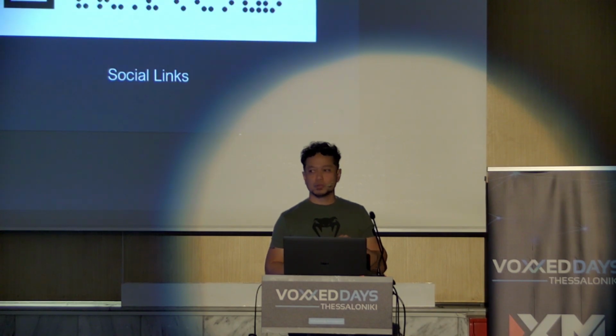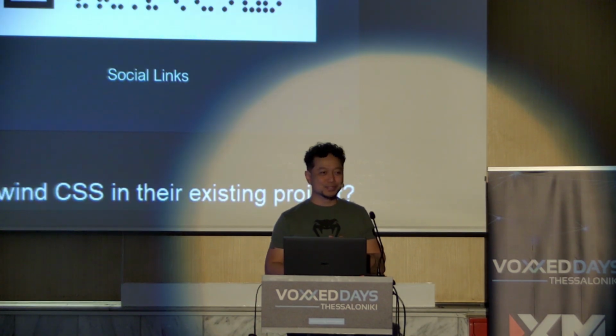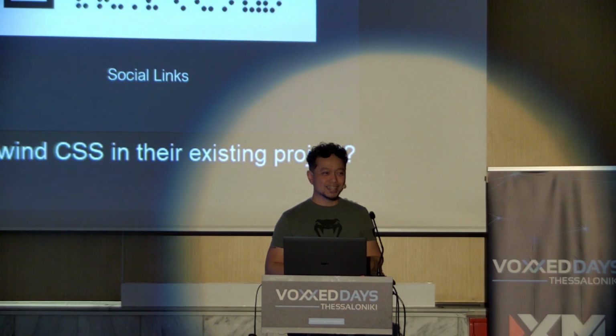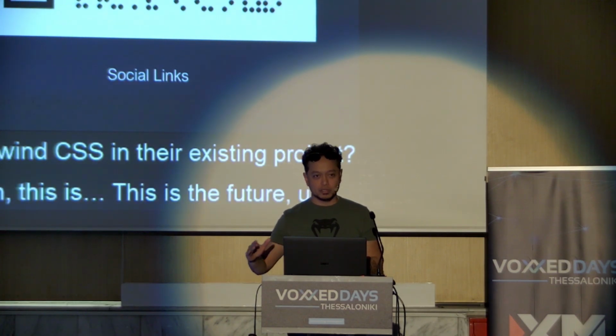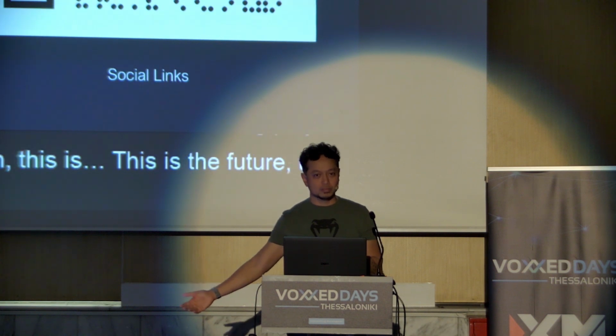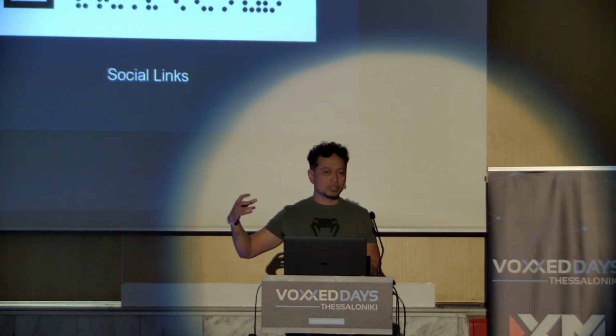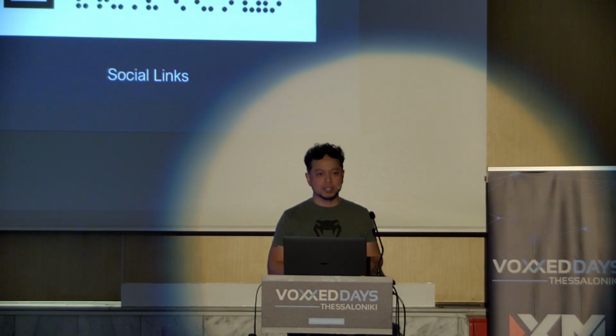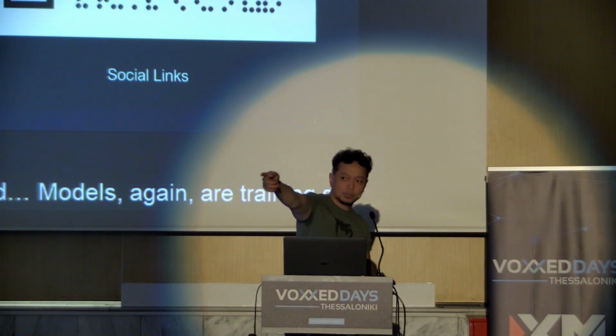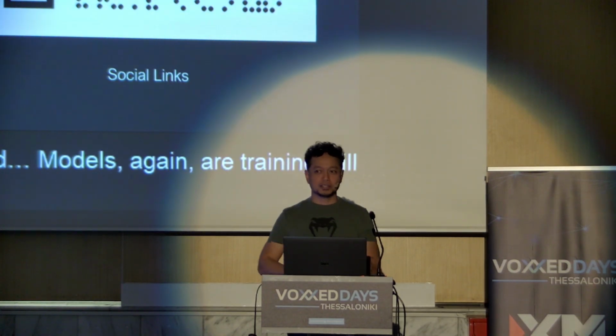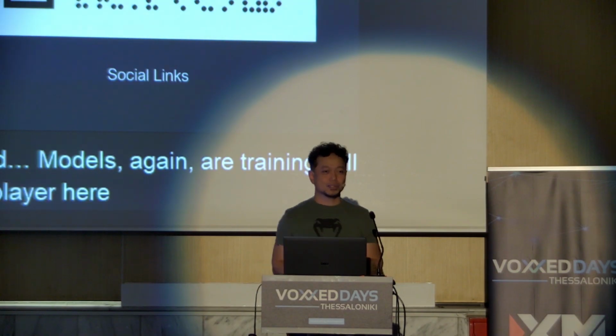Anyone else? Anyone who would like to try Tailwind CSS in their existing project? But you have to tell your manager first. But again, this is the future. JavaScript frameworks are defaulting to Tailwind if you generate it from their boilerplate. And models again are trained in Tailwind CSS. It's good. We have another player here. Another question. Yeah.